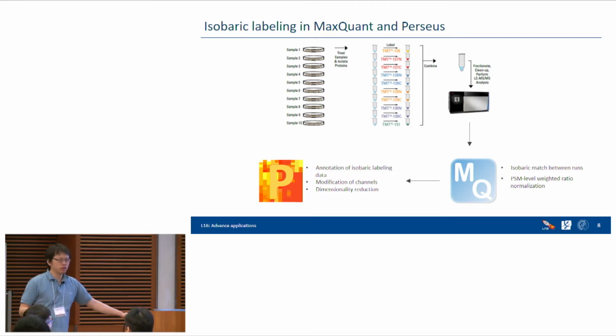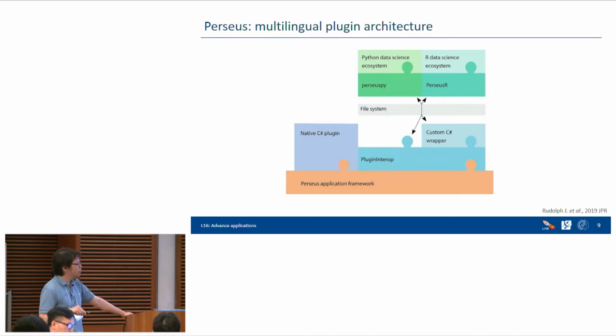Okay, so what is new in MaxQuant? Basically, we get the raw data from the machine, and then we put it into MaxQuant to do analysis. There are two newly developed methods. One is the isobaric match run. The other one is PSM-level weighted ratio normalization. I will introduce these to you.